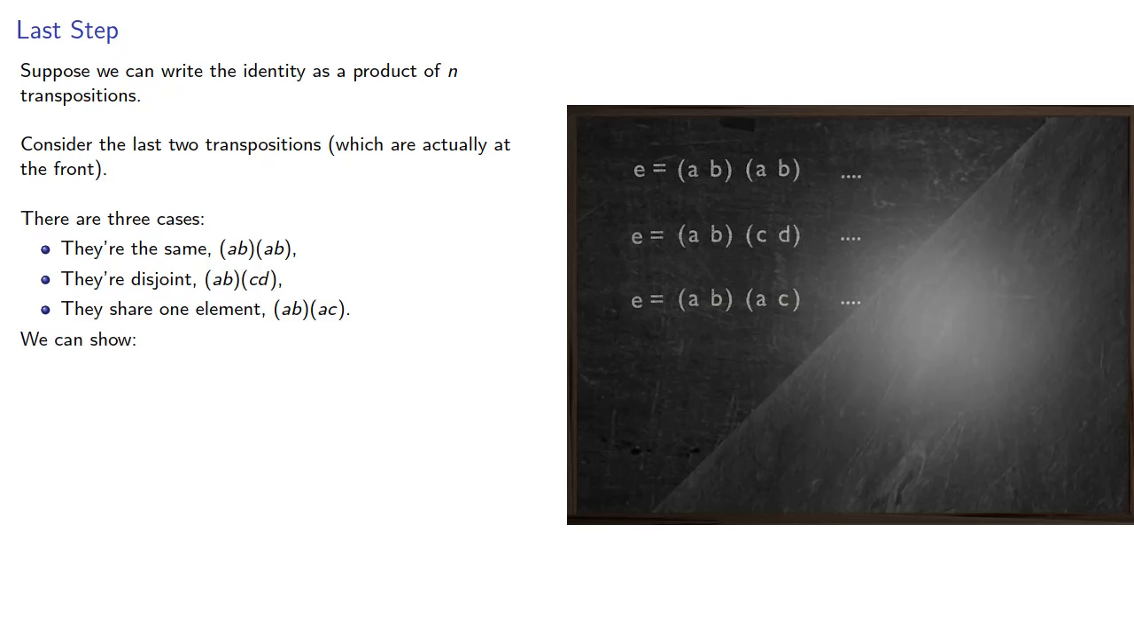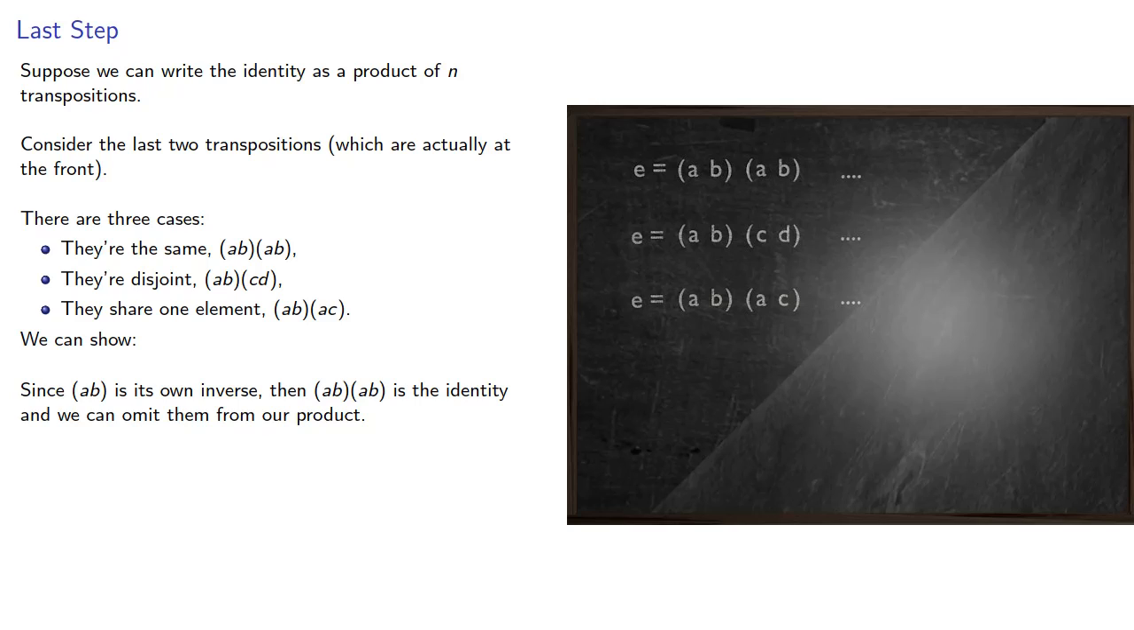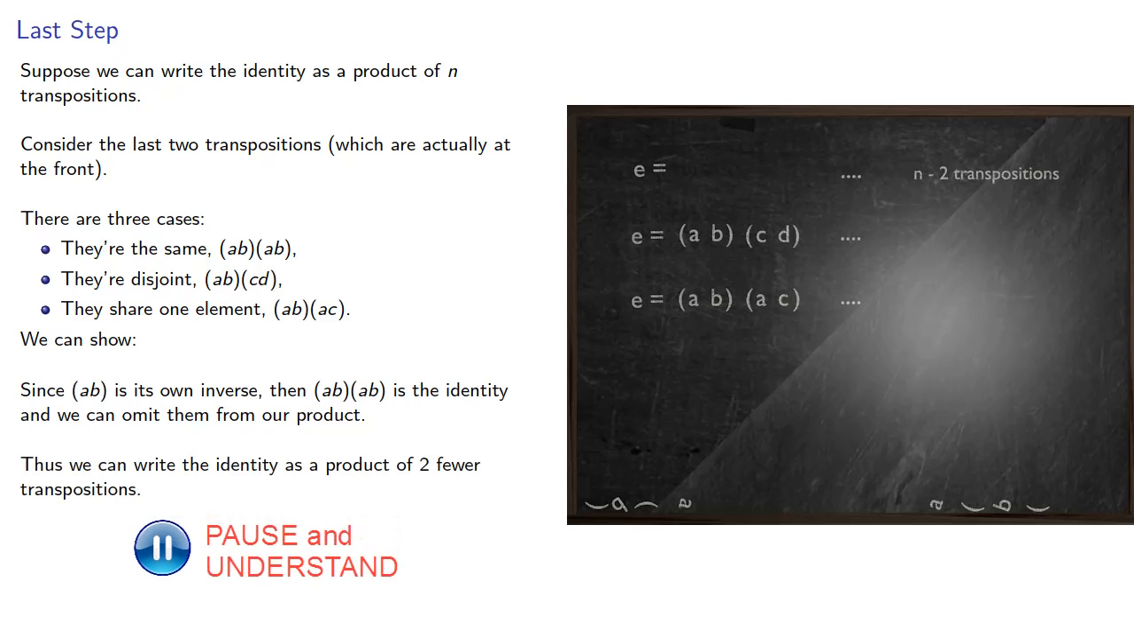Since AB is its own inverse, this product AB, AB is the identity, and we can omit these last two from our product. And thus we can write the identity as a product of two fewer transpositions.